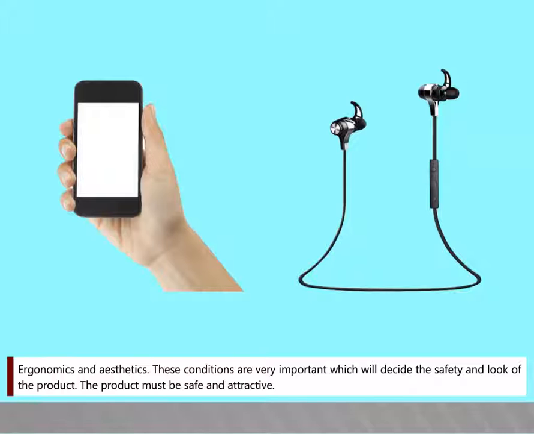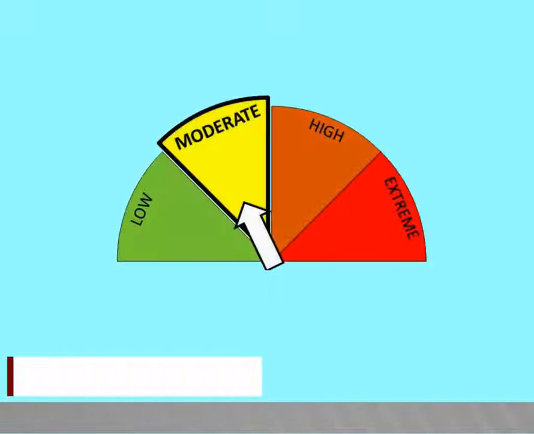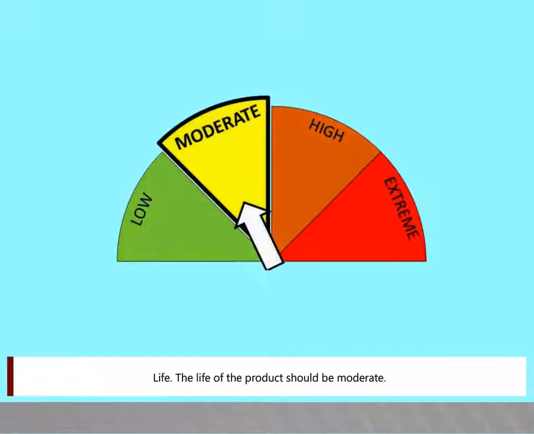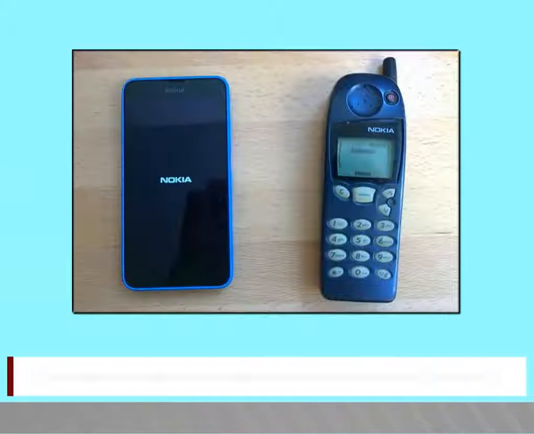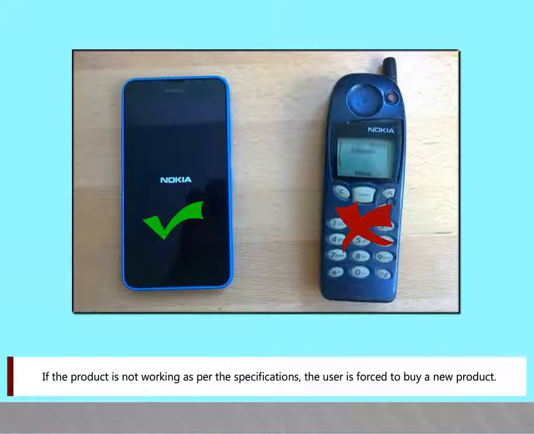Ergonomics and aesthetics. These conditions are very important, which will decide the safety and look of the product. The product must be safe and attractive. Life. The life of the product should be moderate. Maintenance. The maintenance cost must be minimum. If the product is not working as per the specifications, the user is forced to buy a new product.